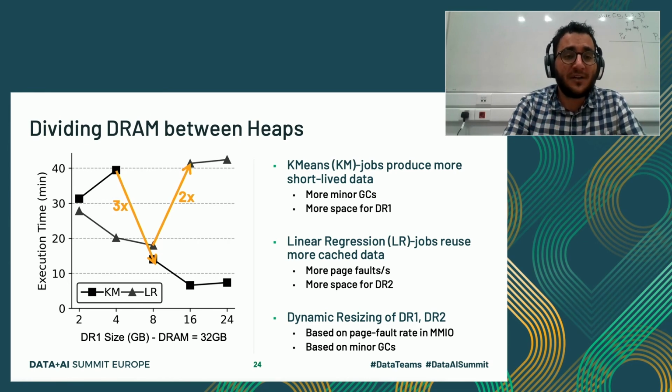So the division of DRAM cannot be static, but we need a dynamic resizing policy for DR1 and DR2 based on the number of page faults and the number of minor garbage collections.